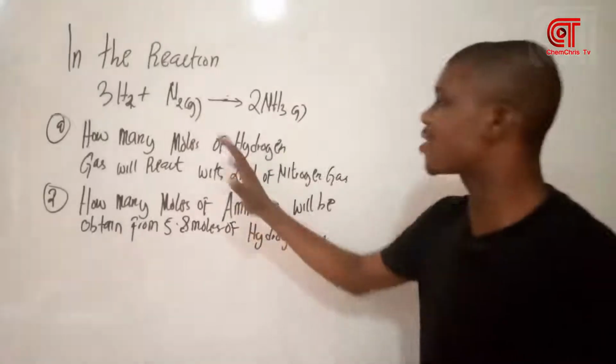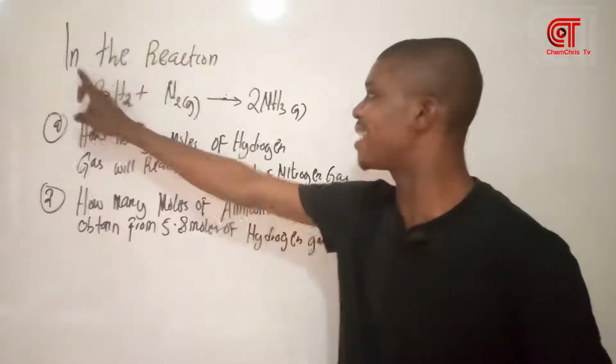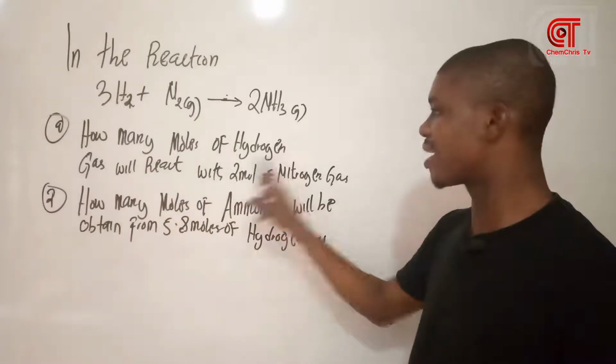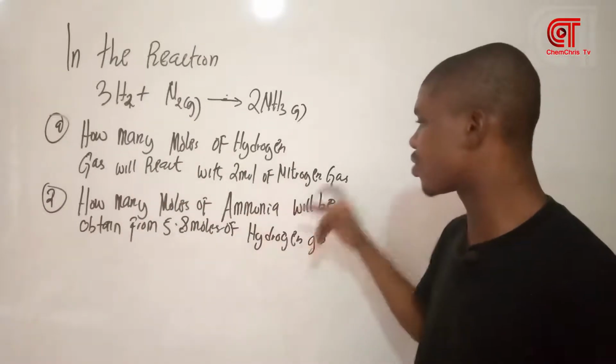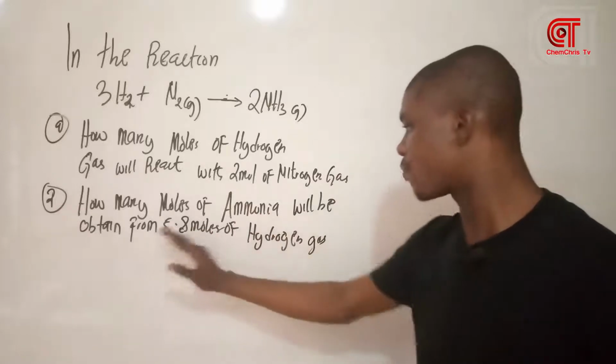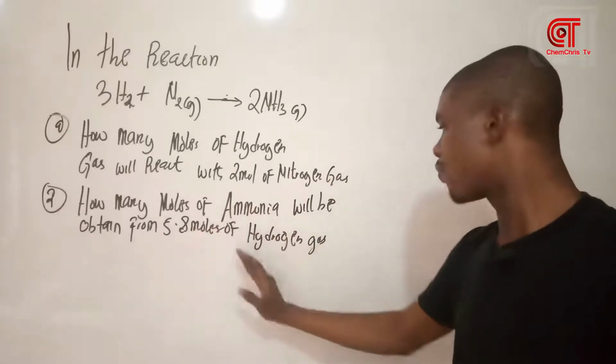I'm going to show you how to solve this kind of question. In the reaction below, how many moles of hydrogen gas will react with 2 moles of nitrogen gas? And how many moles of ammonia will be obtained from 5.8 moles of hydrogen gas?